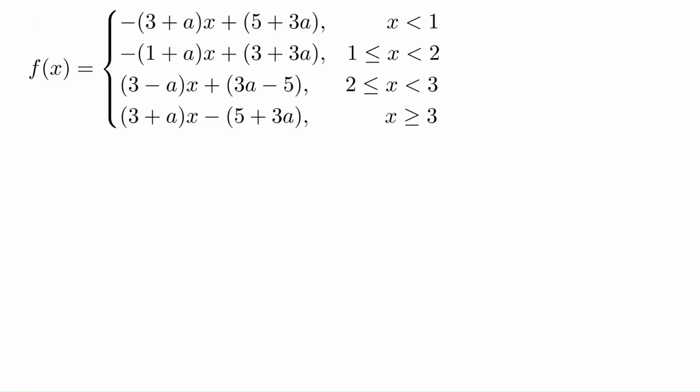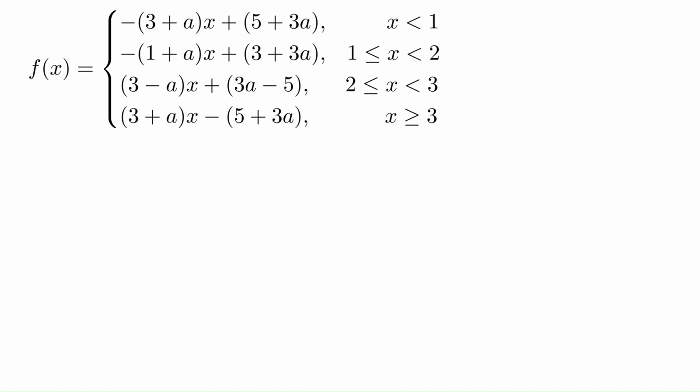Put everything together, we have f of x, a piecewise linear function with four pieces: for x less than 1, between 1 and 2, between 2 and 3, and for x greater than 3. In order for the original equation to have infinitely many solutions, we need at least one of the pieces to be constant.